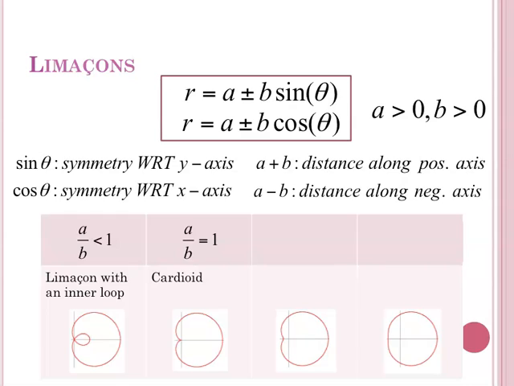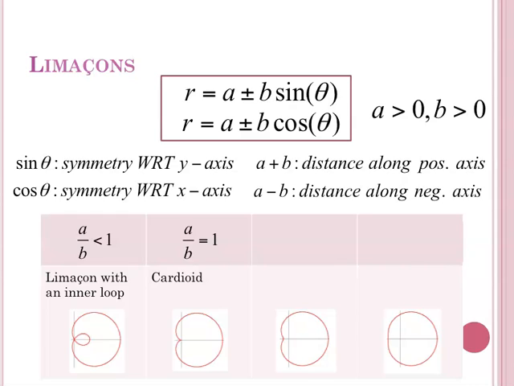It's more of a heart shape, so instead of actually looping, it just goes right to 0. It doesn't curve, it just goes right onto 0, and then very abruptly goes back out again to finish off the rest of the limaçon. Okay, so that's a cardioid.